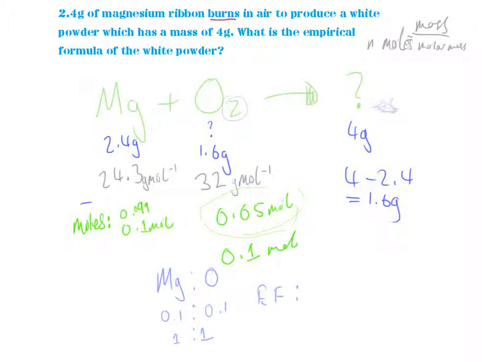And therefore the empirical formula is going to be MgO, and that is the empirical formula of the white powder produced, MgO, 1 to 1. And that's basically how you'd find the empirical formula if you had an unknown mass of one of the reactants, but you had the mass of the product, the mass of the other reactant, and the periodic table. There you go.